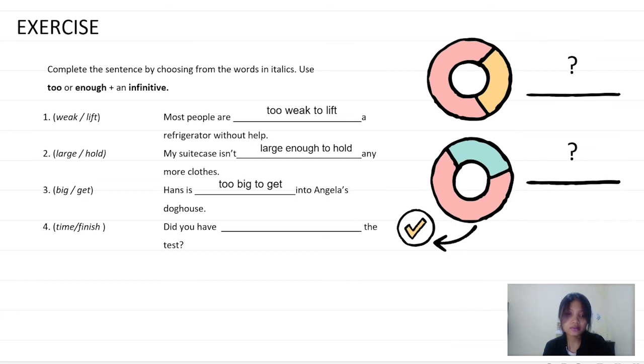And the last, did you have blank the test? The correct answer is enough time to finish.